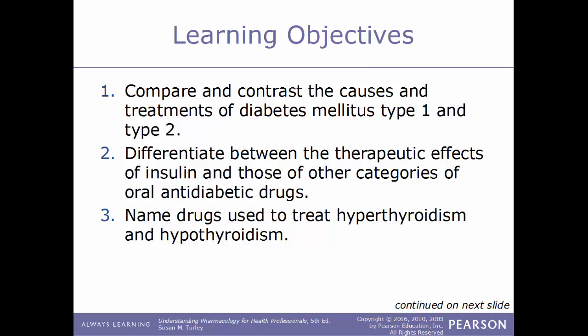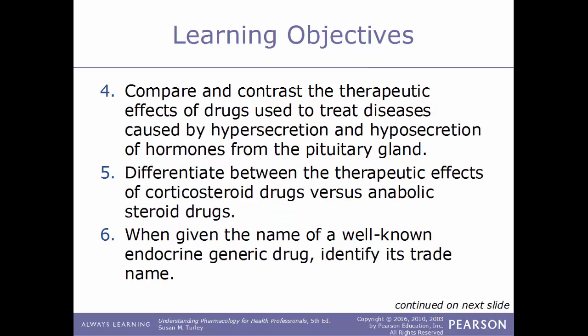drugs used to treat hyperthyroidism and hypothyroidism, compare and contrast the therapeutic effects of drugs used to treat diseases caused by hypersecretion and hyposecretion of hormones of the pituitary gland, differentiate between the therapeutic effects of corticosteroids versus anabolic steroid drugs. When given the name of a well-known endocrine generic drug, identify the trade name.